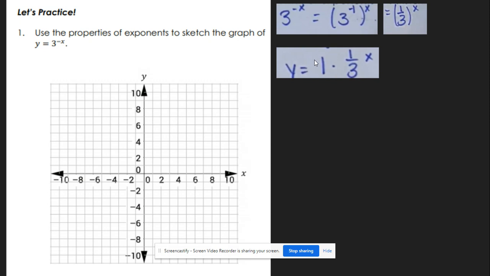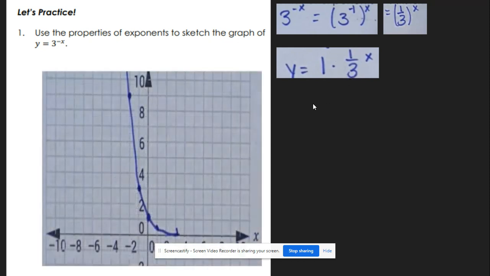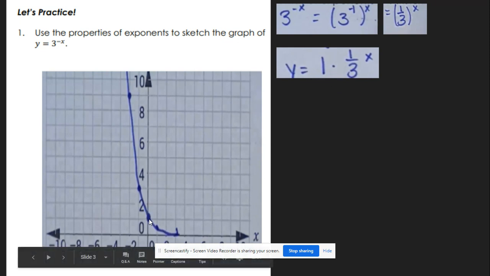This tells me that a is 1, my y-intercept is 1, and my common ratio is 1/3. You can make a table of values, or you can simply plot your y-intercept at y equals 1, and you can multiply 1 times the common ratio, which is 1/3, and keep extending it to the right and to the left.